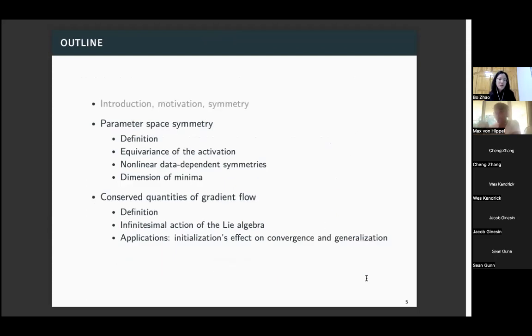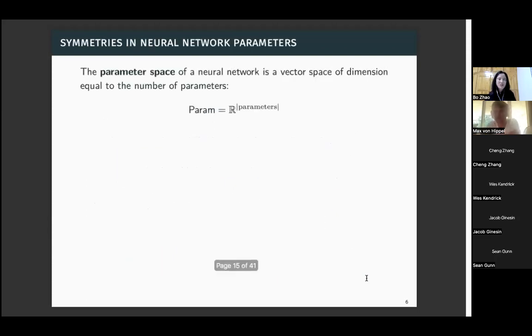So now we're ready to introduce parameter space symmetry. Well, actually, before that, we need to get some concepts about the parameter space. In our paper, we consider parameter space to be a vector space. It's possible that it can be another more complicated object or space. But for now, we consider everything to be a vector space.